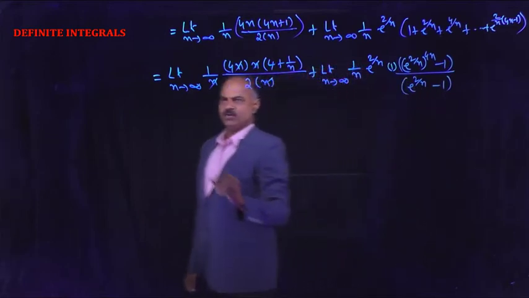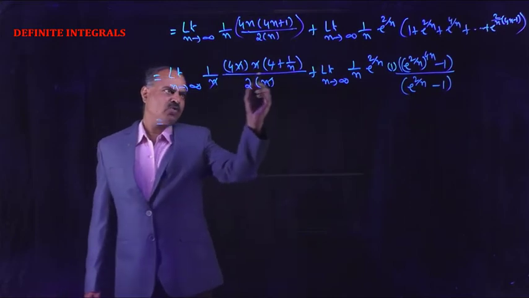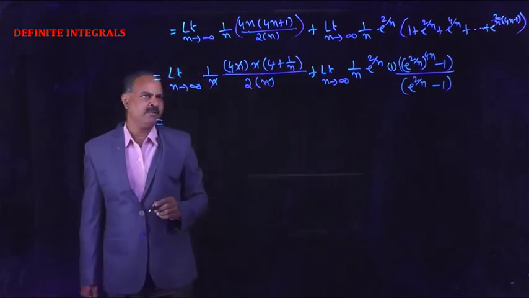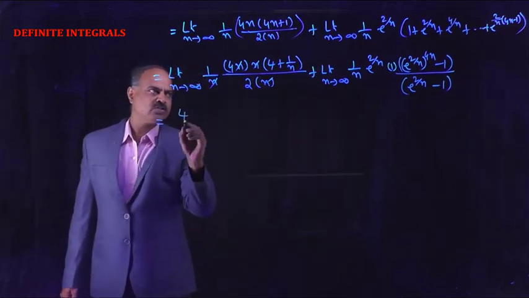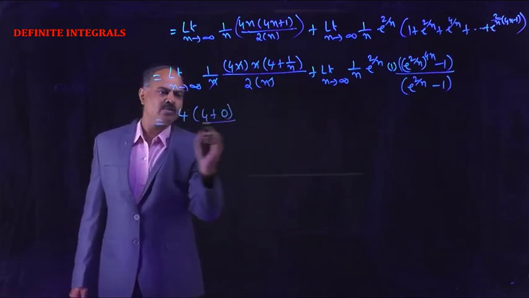Now this is equal to the limit as n tends to infinity of 4(4 + 1/n)/2. Now this is equal to 4(4 + 1/∞)/2, that is 4 times 4 plus 0, divided by 2.